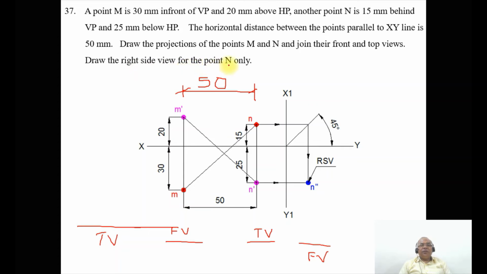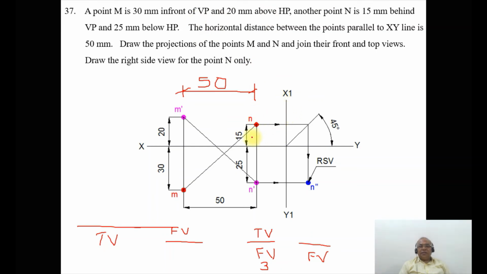For the right side view of the point N only, first you should identify the quadrant. Which is the quadrant for point N? Since the top view is above XY line and the front view is below XY line, obviously that will be the third quadrant. In the third quadrant, the right side view is going to come on the right profile plane, because it is behind VP, so obviously it should be behind RPP. So on RPP we are going to get the right side view.